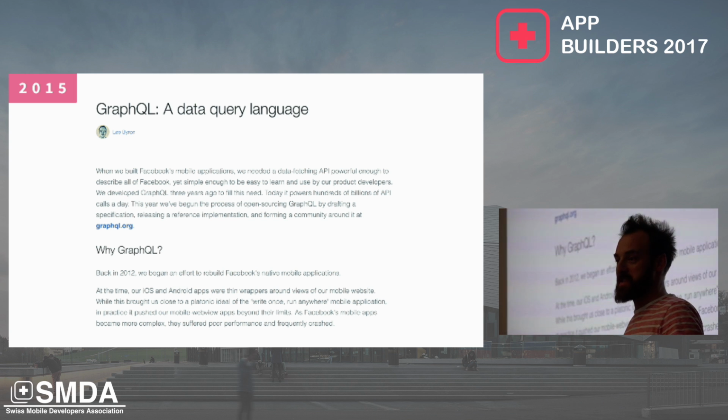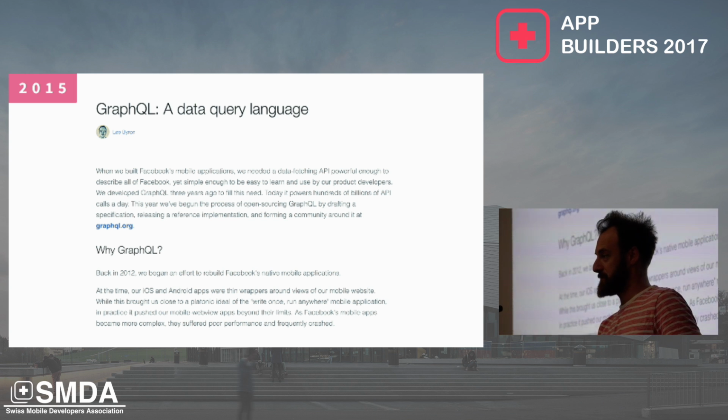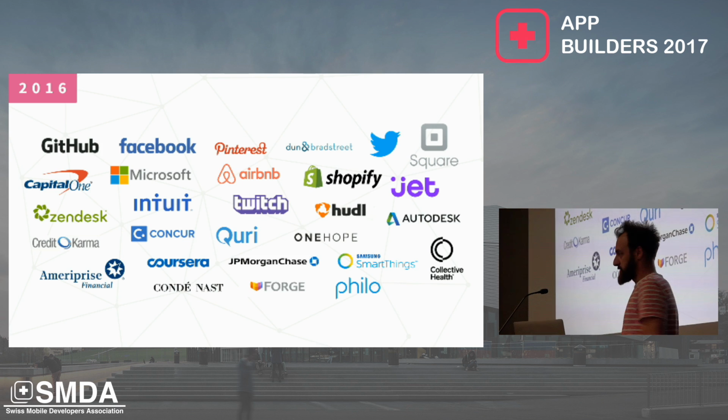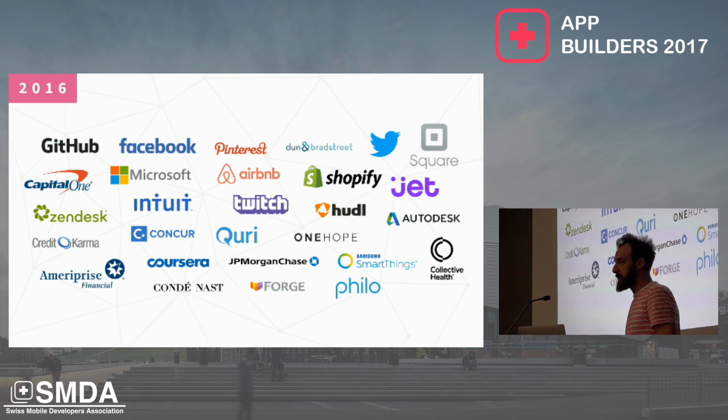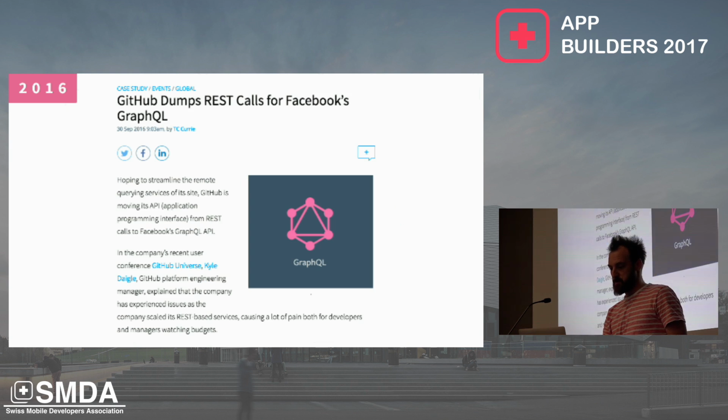What we've seen is that we actually organized the first GraphQL developer conference late last year, and these are some of the companies that showed up to that conference. It's really a technology that's being adopted by an increasing number of companies. We've seen the first public GraphQL APIs, like the GitHub API. So it's a technology that's being adopted at a high pace.